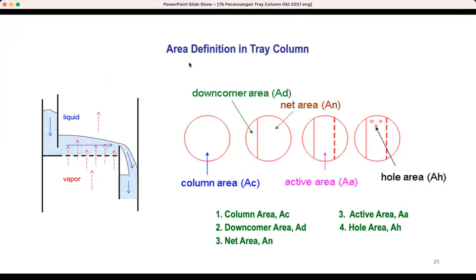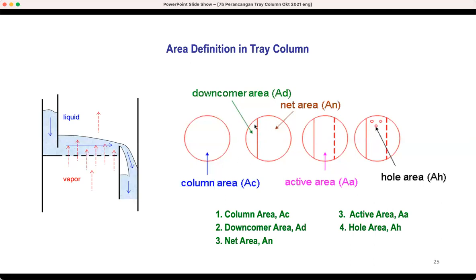Right, so let's define the areas in the tray column. If you look at this area here, there is some area that is filled with liquid, and this area is also filled with the flooding liquid coming out from the tray. So this area is not used for contact between the liquid and the vapor. So let's look at this one. All of the area is called the column area, this one here.